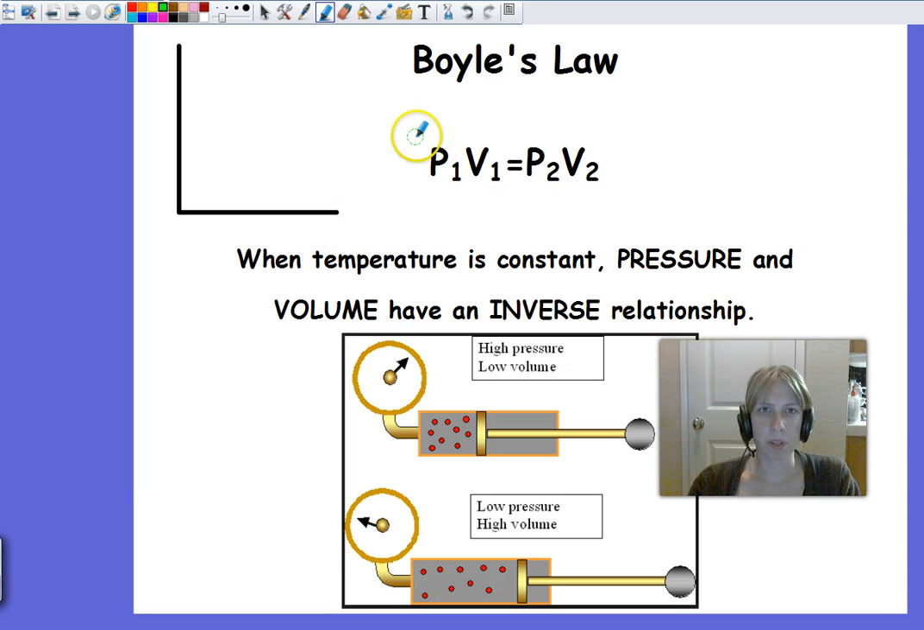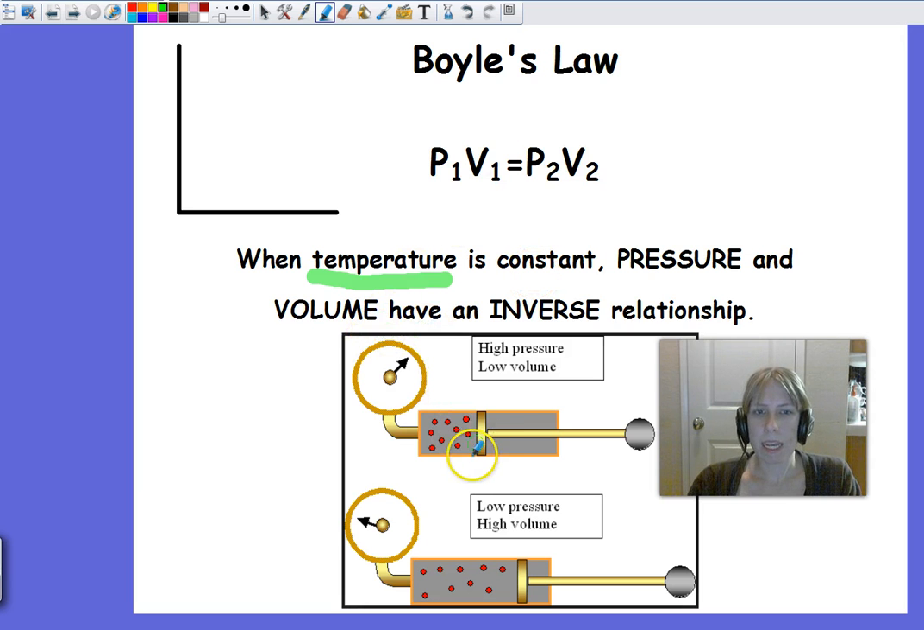First one we have is Boyle's law, and it states that when temperature is constant, pressure and volume have an inverse relationship. So when it says temperature is constant, that means that in the initial conditions and the final, the temperature is the same. So we essentially ignore the temperature.